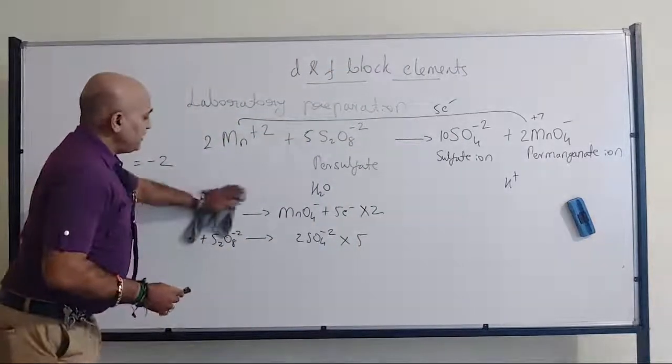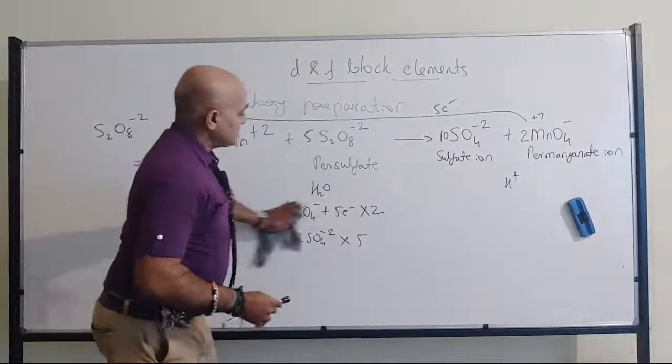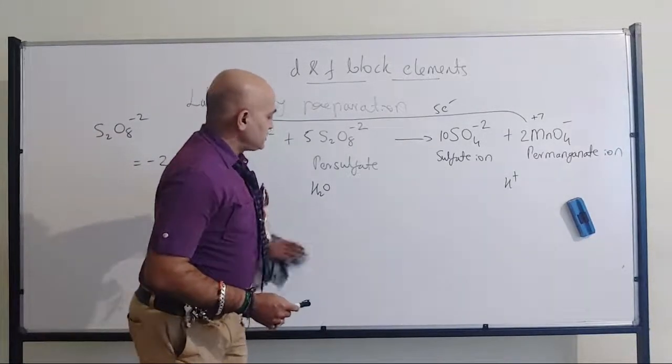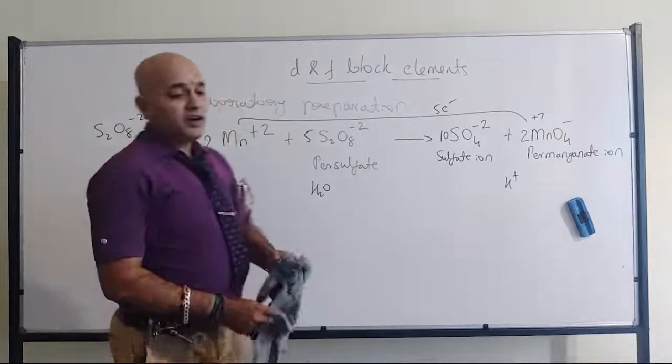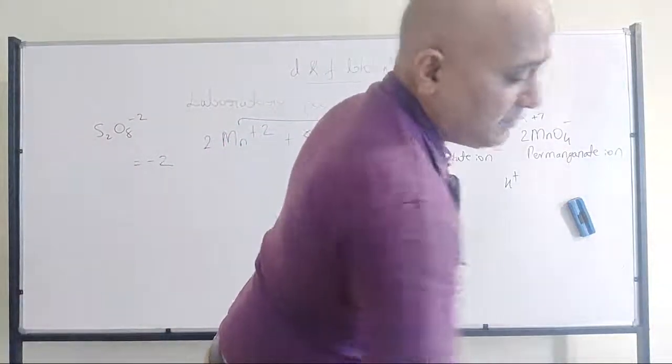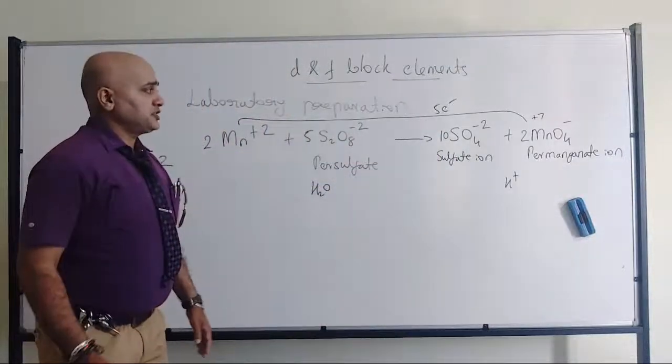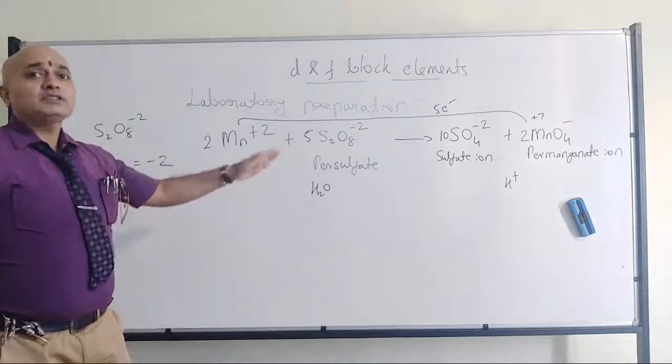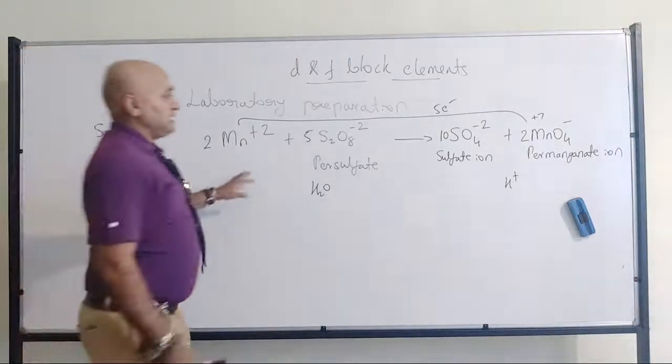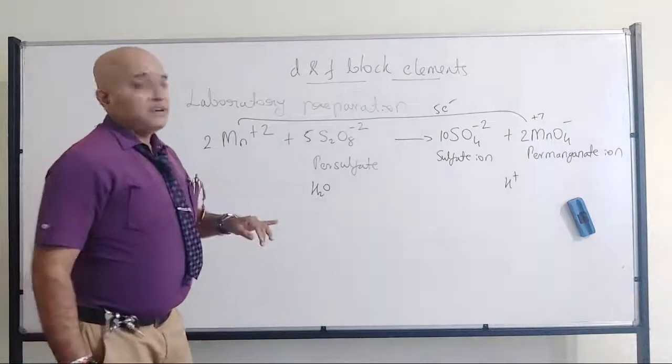So that's where we have the redox reaction. By using the oxidation number method or half reaction method, we can balance this particular equation. Now the only thing here is, oxygen and charge we have to balance. Okay?